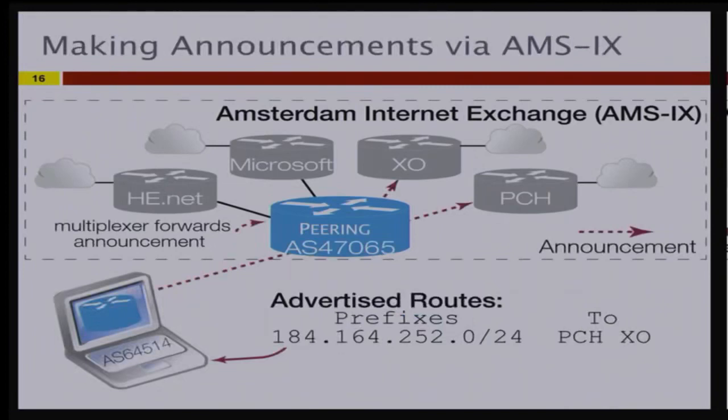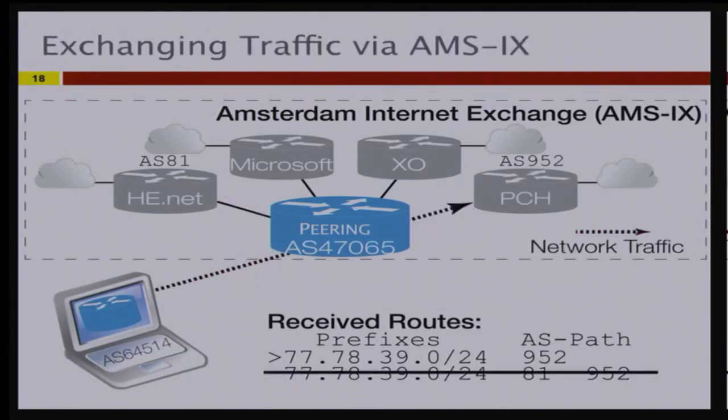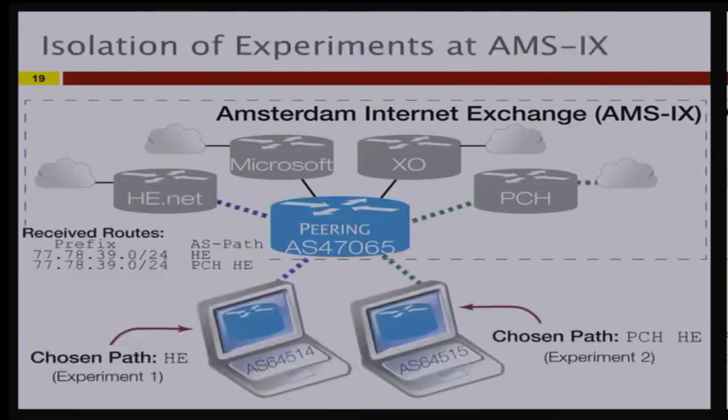Once I'm running this experiment, I can advertise out prefixes as I like, including specifying which peers they go to and which ones they don't go to. The multiplexer will pass on the announcements that it receives to each of the experiments. They're then free to choose whichever routes they want and exchange traffic with the internet. And in particular, it transparently connects each experiment, so the experiments are isolated from each other and can make different routing decisions.